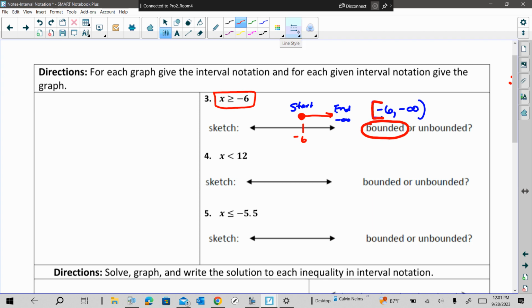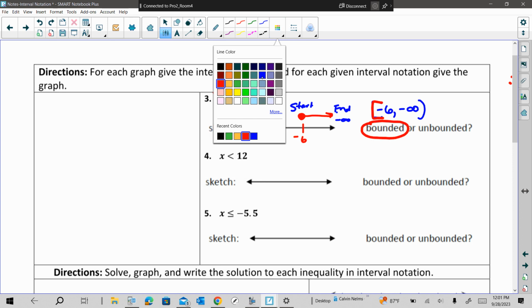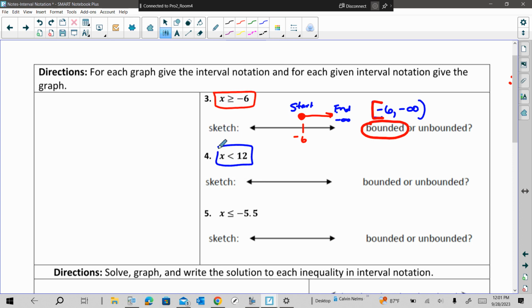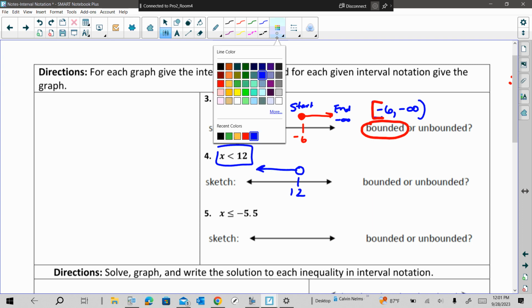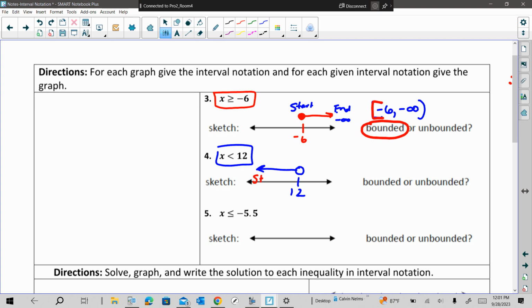So on number 4 here, x is less than 12. I'm just going to put my 12, tick mark. It should be open, pointing to the left. So my solution starts here, pointing to the left, which is negative infinity. It ends at the open circle. So this would be parentheses, negative infinity, comma, it ends at 12, and that was open, so that's parentheses. Since we have 2 parentheses, this is unbounded.